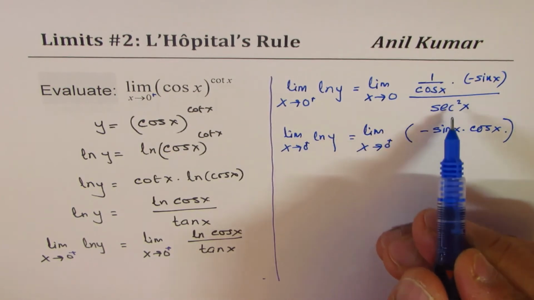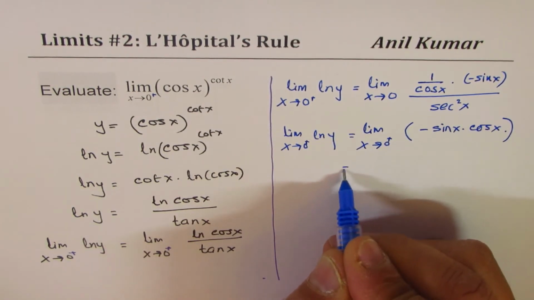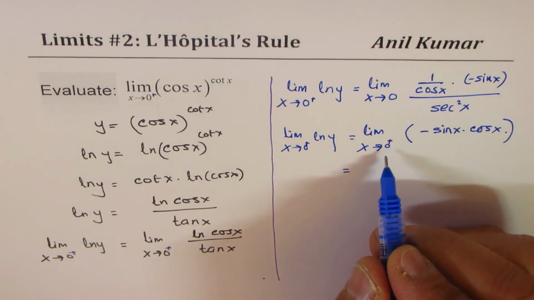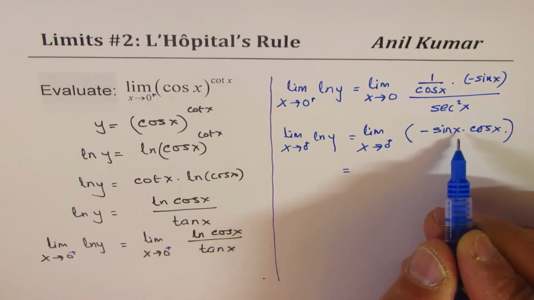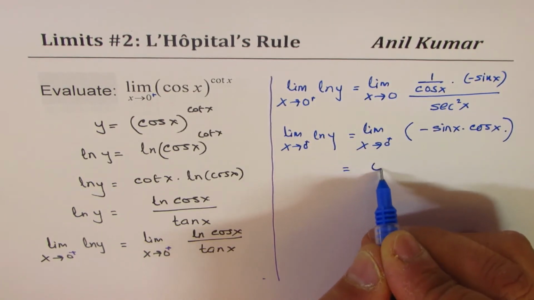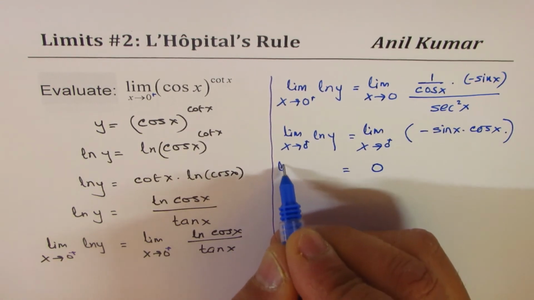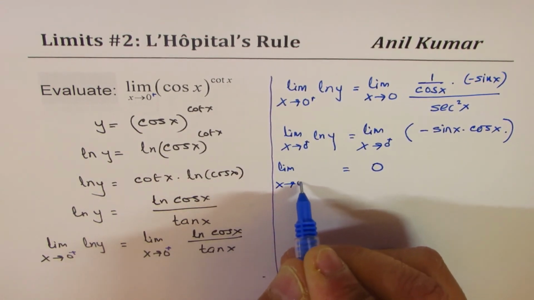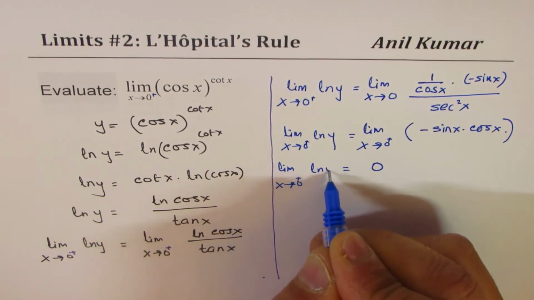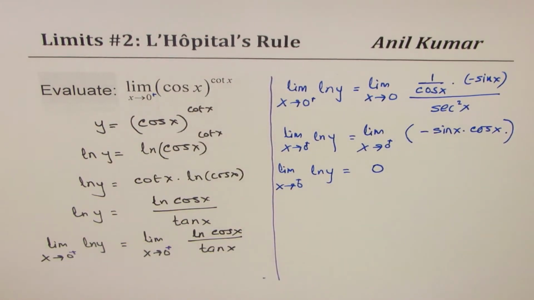Correct? Because one of them gets cancelled. And if I substitute 0 here, then sine of 0 is 0. So we get this limit as 0. So we have limit x approaches 0 from the right side for ln y is equal to 0.